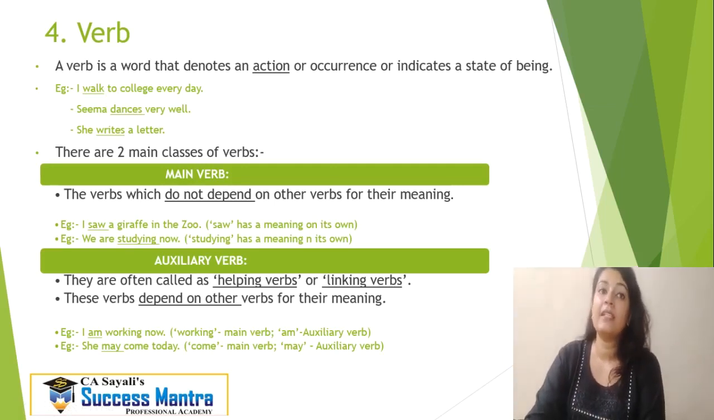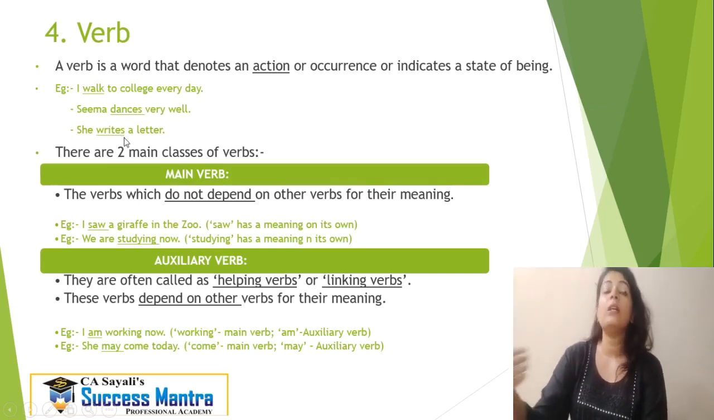Another verb is in Seema dances very well. So dances is another action word. It determines what Seema is doing. So dances is again a verb. She writes a letter. So writes is again a verb. Now, what are the types of verbs? If we have to study the types of verbs, then there are two types.